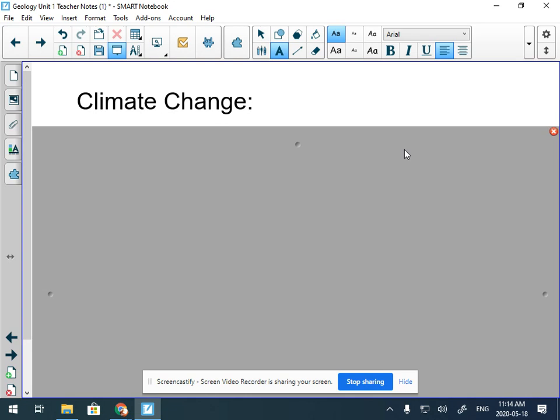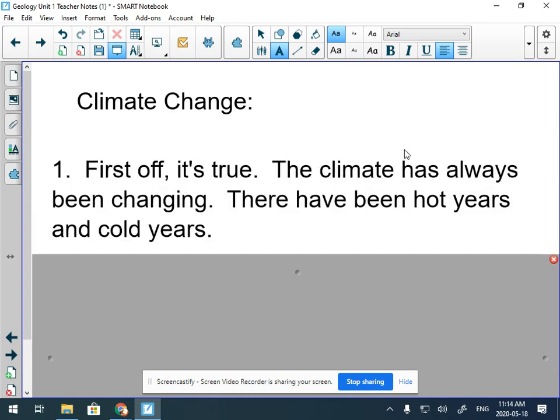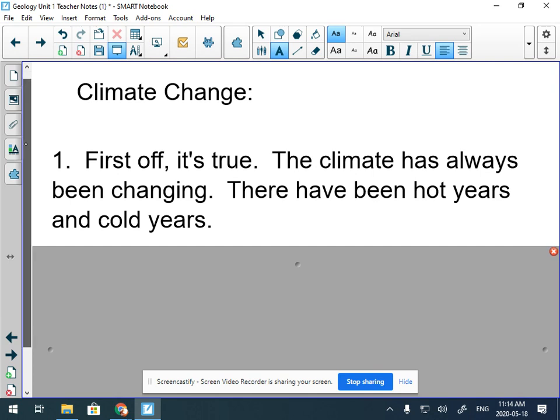So climate change. First off, climate changes. That's true. The climate has always changed. When scientists look at things in the past, it's been hot. When scientists look at things in the past, it's been cold. It is a scientific fact that the climate has changed.